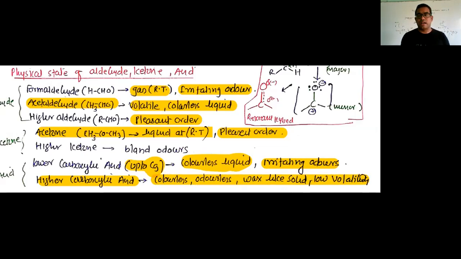Right? So this is all regarding the physical properties or the physical state. So we can say that formaldehyde is present in a gaseous state having irritating odor. Acetaldehyde is a volatile colorless liquid. Higher aldehydes have pleasant odor. Acetone is liquid at room temperature, also having pleasant odor. Higher ketones have blend odor. Lower carboxylic acids up to 9 carbon are colorless liquid having irritating odor, and higher carboxylic acids are colorless, odorless, wax-like solid. So these are the physical states.